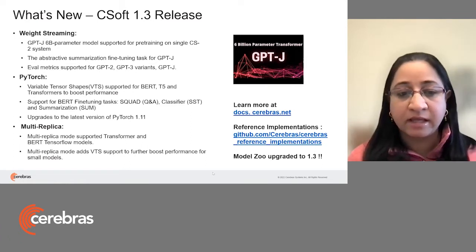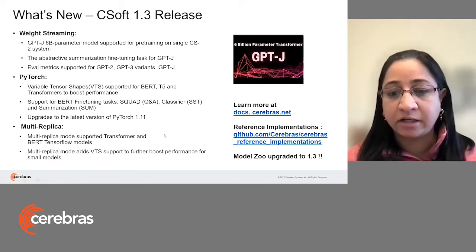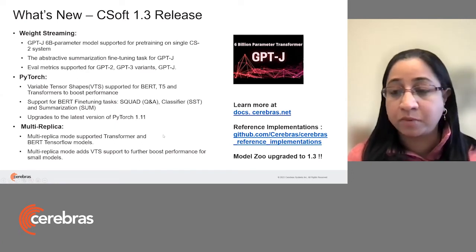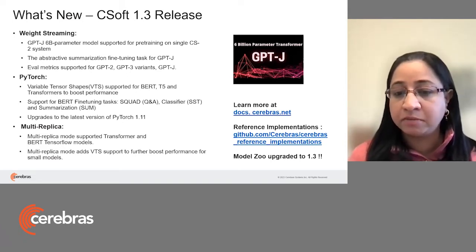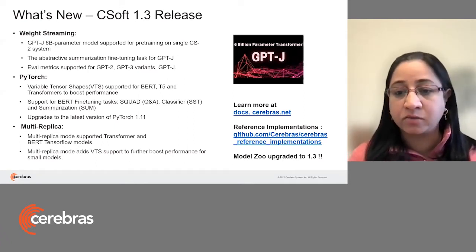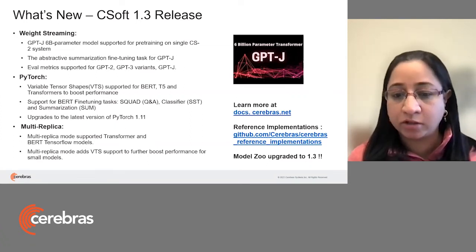Some links on the right side here to go for our docs. So docs.cerebras.net, which is public, and you can browse through all these capabilities, release notes, and so on. We also have released some of the reference implementations more publicly. These are sample examples, and there is an example of GPTJ as well that was released in 1.3.